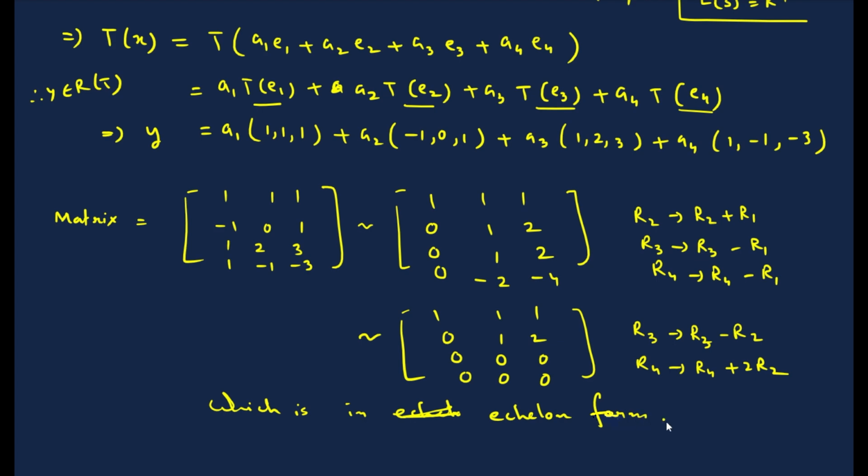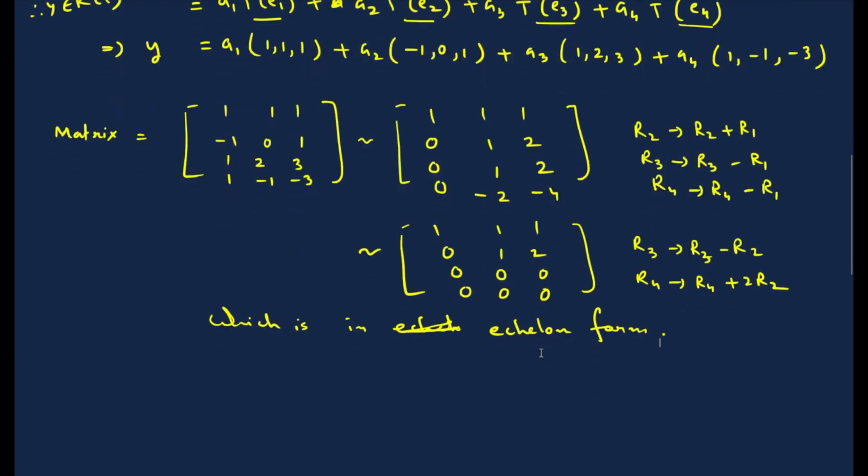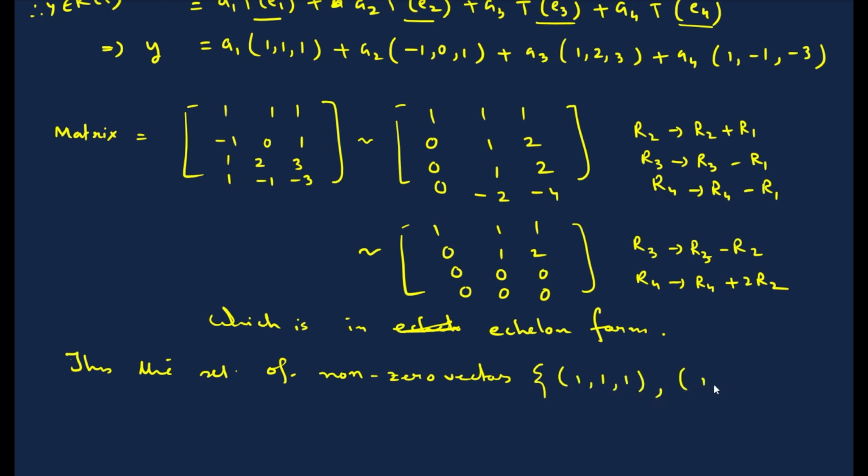Okay. So from this echelon form, we see that we have only 2 non-zero elements. So we have a new set, the set of non-zero vectors. We are only concerned about the non-zero vectors. What are the elements? 1, 1, 1, and the second element is 0, 1, and then 2. So these two non-zero elements constitute the range space of T, or better we can say that this is the basis of R of T.